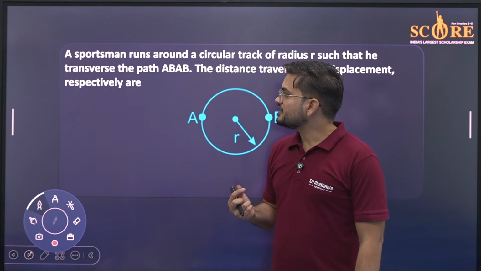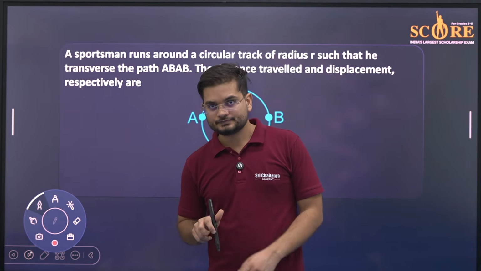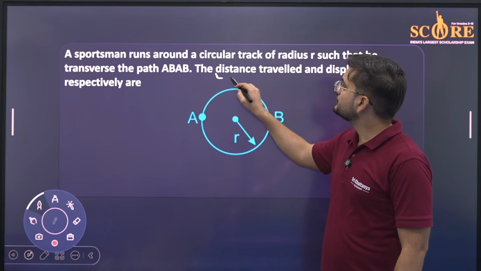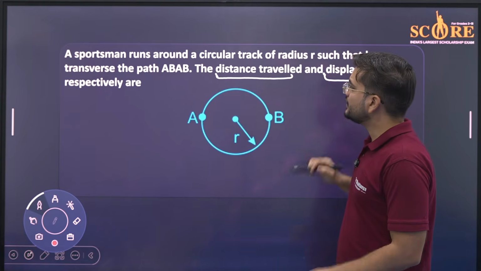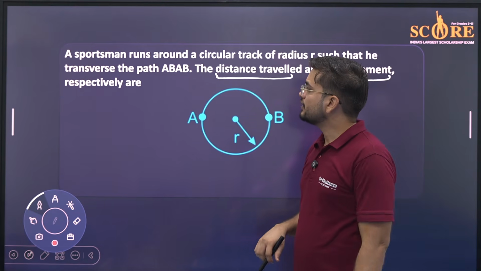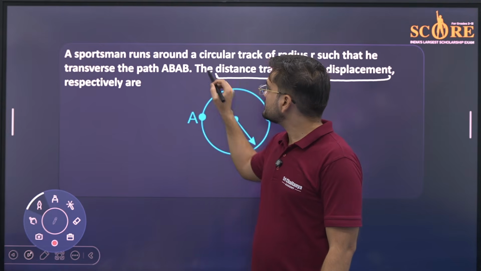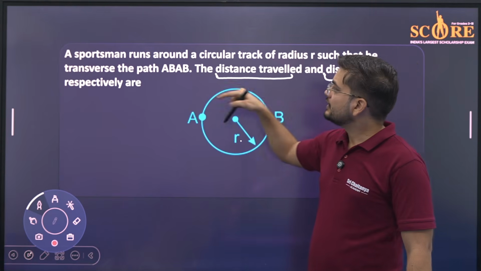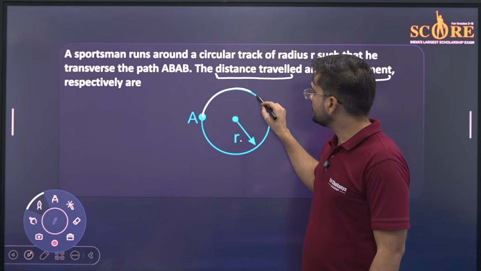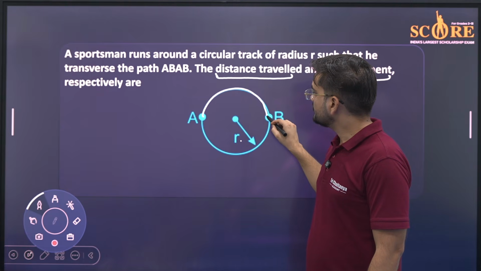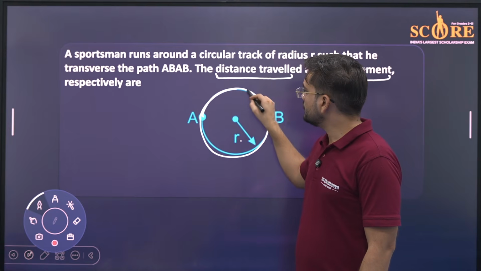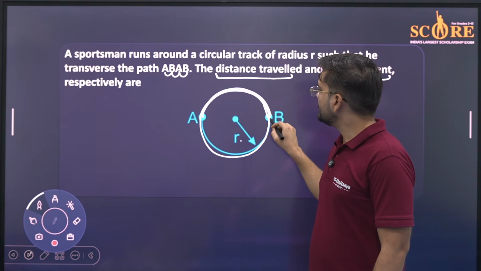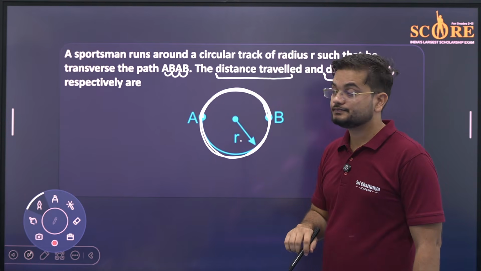Next, based on what we have discussed earlier, let's do a problem based on distance traveled and magnitude of displacement. What is the problem? A sportsman runs around a circular track of radius r such that he traverses the path A to B, then B to A, then A to B, A to B, B to A, and A to B. Clear?